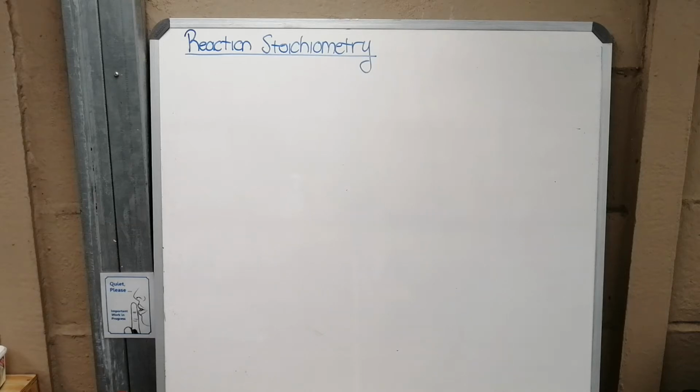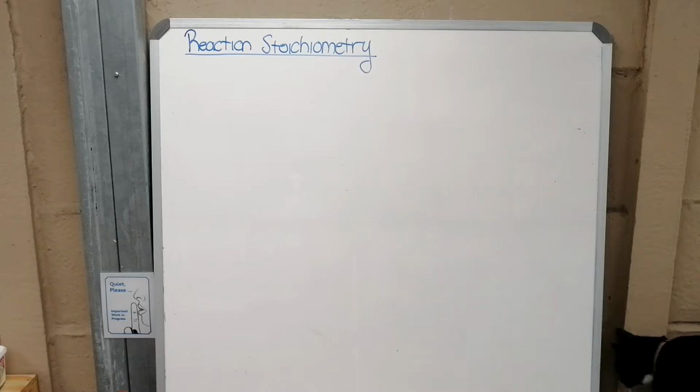Hey, grade 11, so we're on to reaction stoichiometry now. A little reminder, this is when you have chemical reactions and you are trying to determine amounts of substances. For example, if this much of something reacts, how much will be produced, etc.